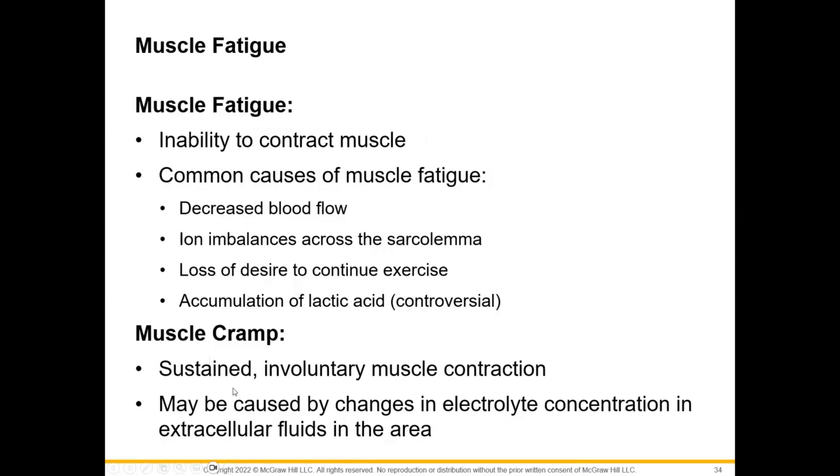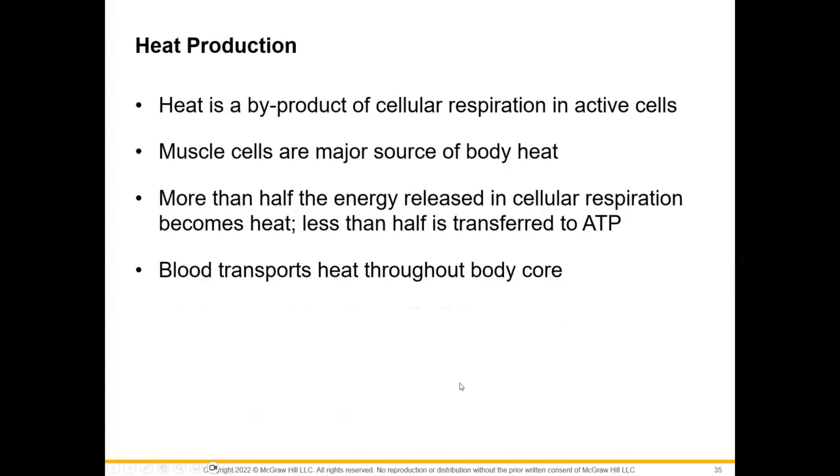Okay, muscle cramp, you've heard of this. Sustained involuntary muscle contractions, you probably have had one of these at some point, can be caused by changes in electrolyte concentration in extracellular fluids in the area. So you always hear people talk about you need to make sure you replenish your electrolytes, and a lot of that's going to be found in things like Gatorade.